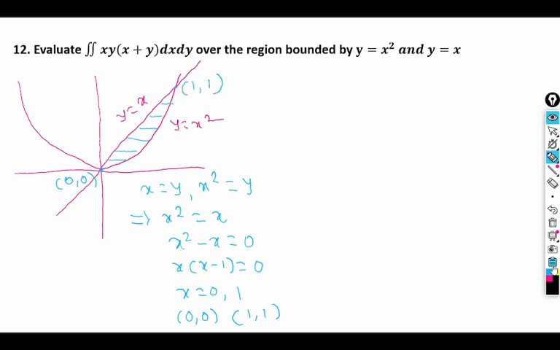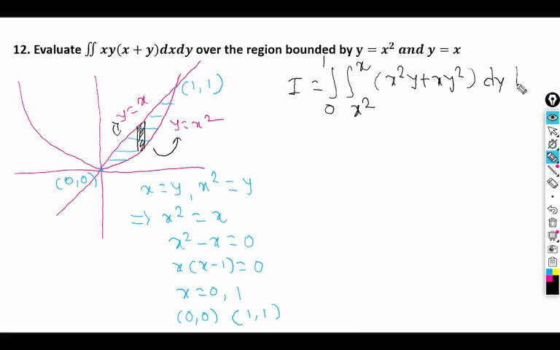And now we can take a vertical strip. This is the vertical strip in the region. This strip's lower end touches y equal to x square, upper end touches y equal to x. So our double integral will become, limits of y from x square to x, and outer limits of x from 0 to 1, the minimum value of x and the maximum value of x. Inside the bracket I multiply, so I get x square y plus x y square, dy dx. So that is the double integral we have to evaluate.